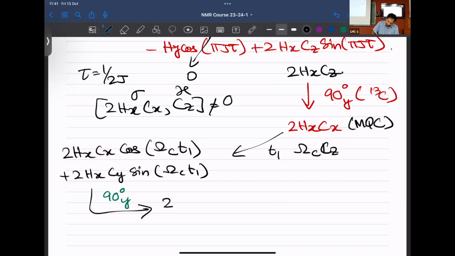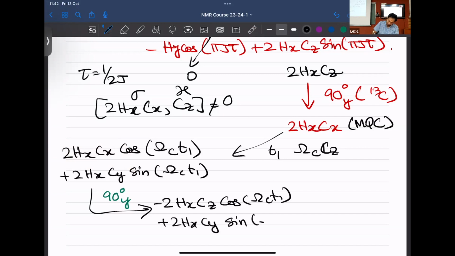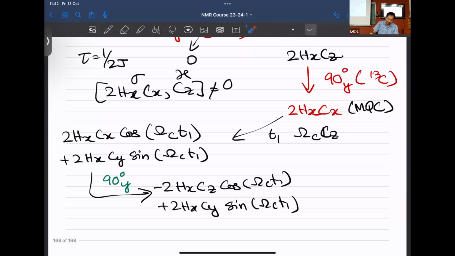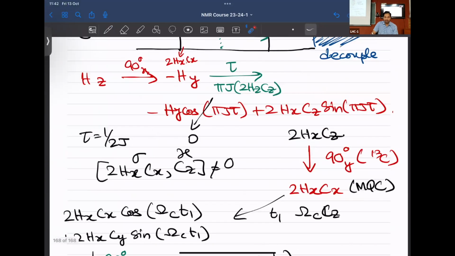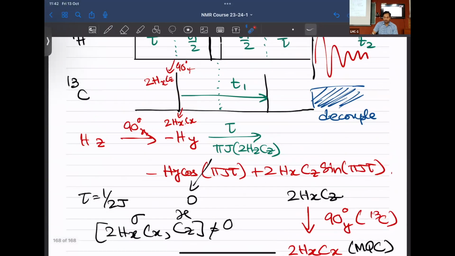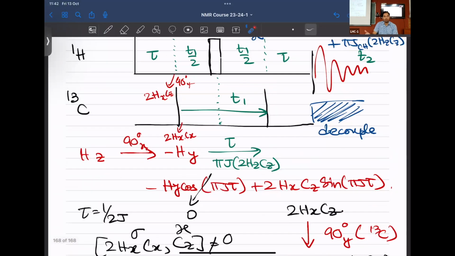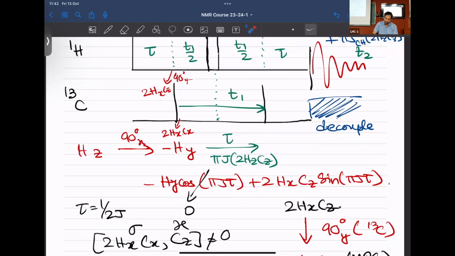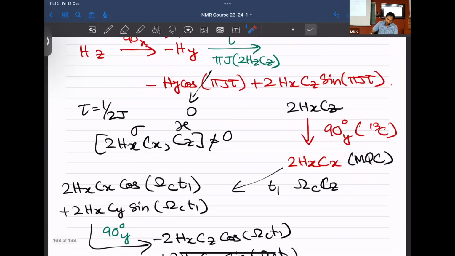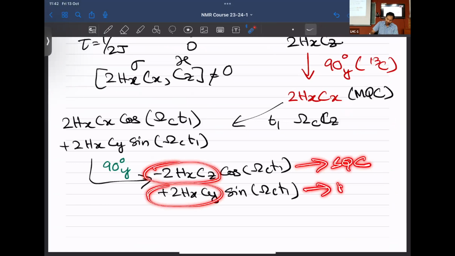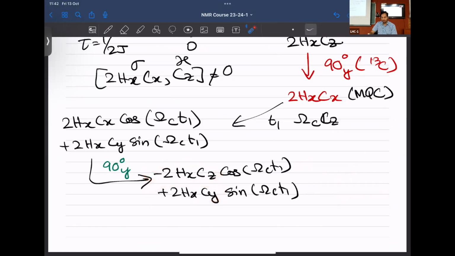So you're going to get minus 2HxCz cos ωC t1 plus 2HxCy sin ωC t1. This is the last pulse that we applied, and we only have a delay here, no more pulses on any of the channels. So only the single quantum term you need to take forward; the others will not be required. Of these two terms, this is a single quantum term, while this is a multiple quantum term, meaning it will not be observable. So we should only care about this component.